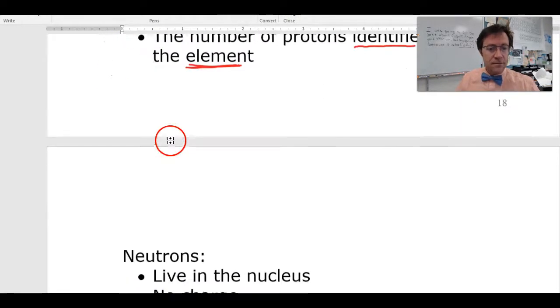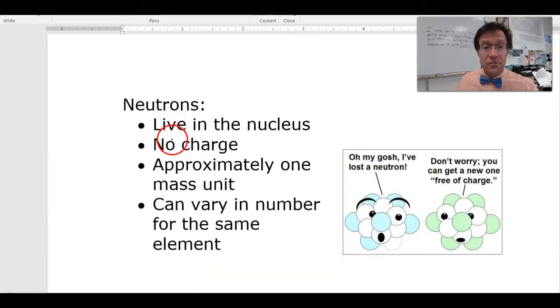So next are neutrons. Now neutrons are neutral. Neutrons. Positive protons. Neutrons. Again, because they are nucleons, they live in the nucleus, and because it's neutral, there's no charge.